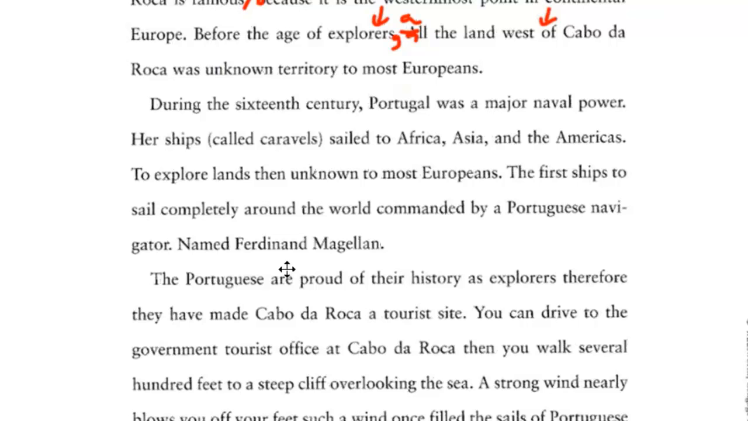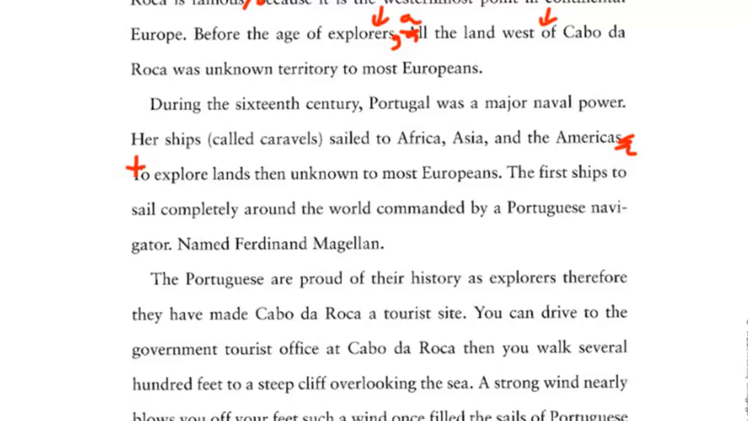During the 16th century, Portugal was a major naval power. That's fine. Her ships called caravels sailed to Africa, Asia, and the Americas. That part's fine, but this next part, to explore lands then unknown to most Europeans, that's really just the rest of that previous sentence. So I'm going to change that to a lowercase t on to. I'm going to get rid of the period after Americas. I don't need to add any commas, but that just finishes out that sentence.